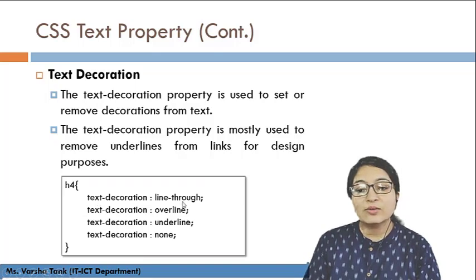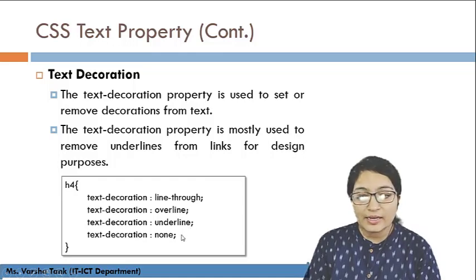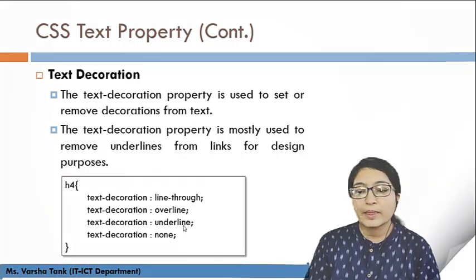So here there are text-decoration: line-through, text-decoration: overline, text-decoration: underline and text-decoration: none. So these are the different text-decoration properties.